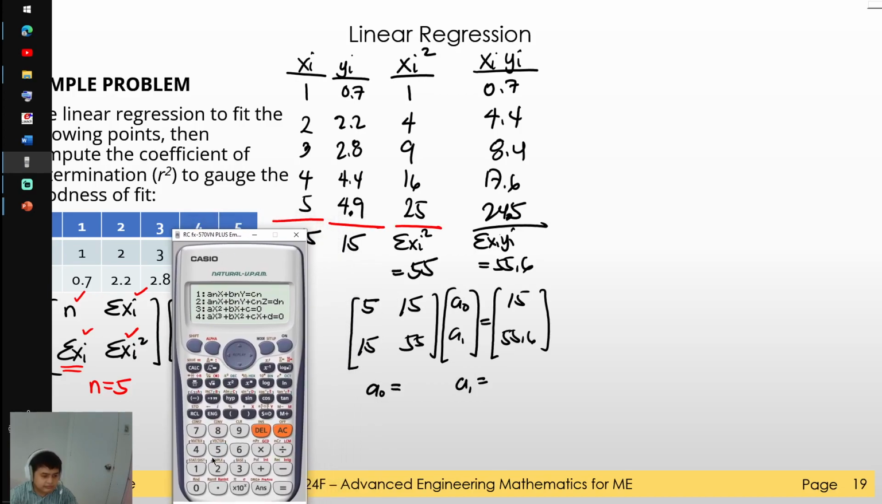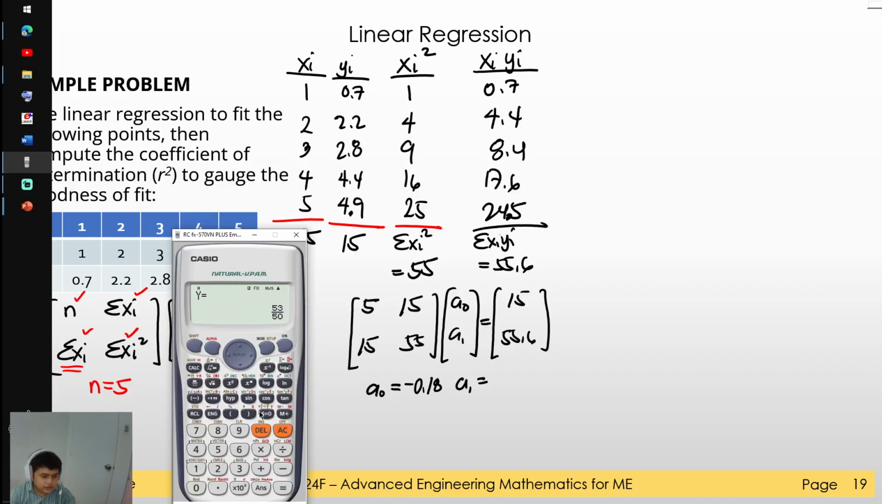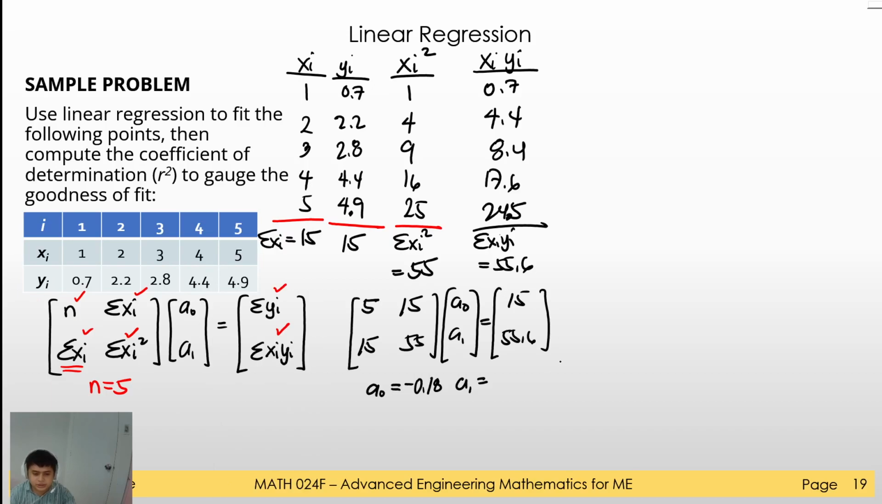So mode 5, and then the first one, 2 equations, 2 unknowns. So 5, 15, and then 15. So just write the first row here. Then we have 15, 55, and 55.6. So the answer should be negative 0.18, and the other one is 1.06.